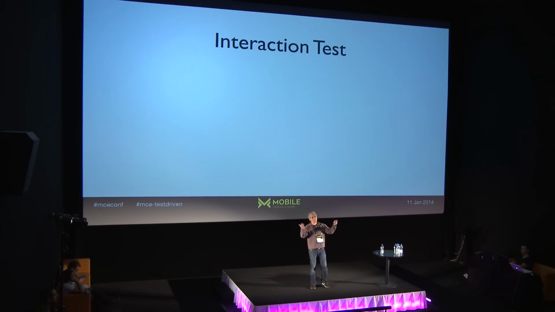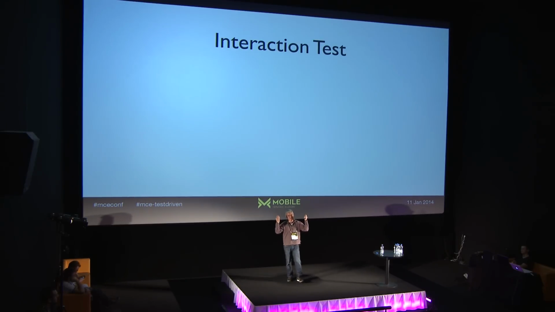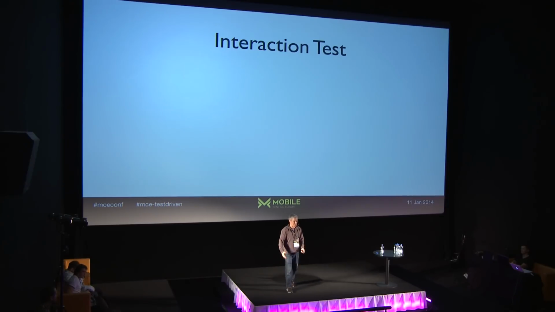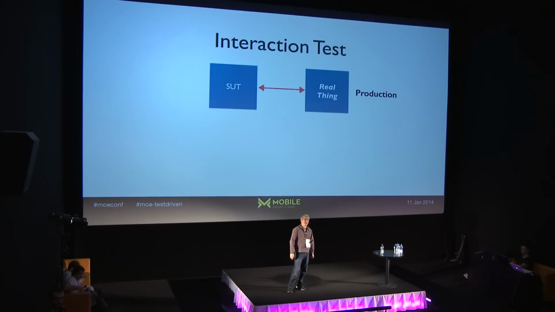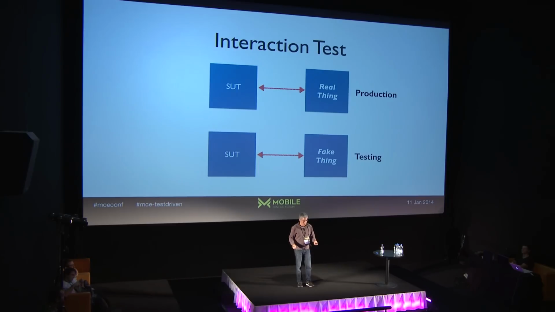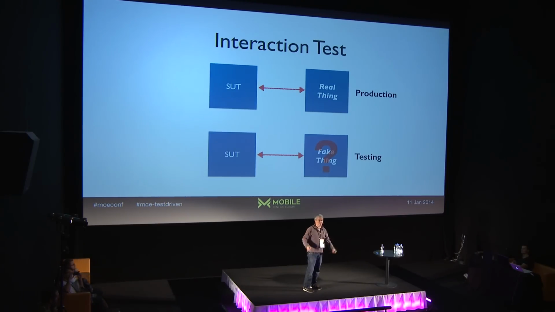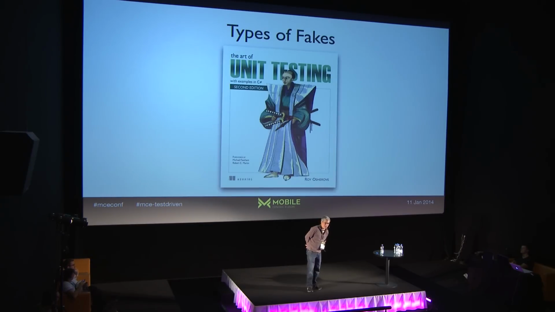So now let's pop back up from dependency injection. Let's get back to interaction testing. So to remind you, in production code, you've got your SUT, and it'll be out talking to the real thing, whatever that thing is, the real cook, right? But for testing purposes, we want to substitute the fake thing. So now let's talk about what is that fake? What does that mean? What does that look like? What kinds of fakes are there?